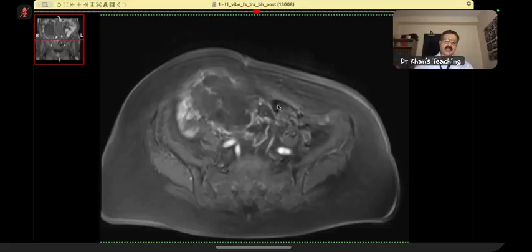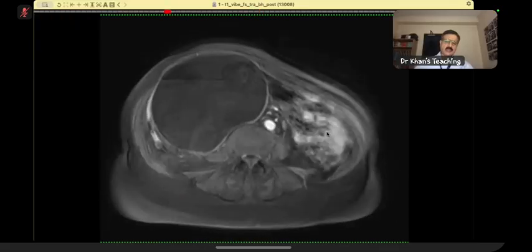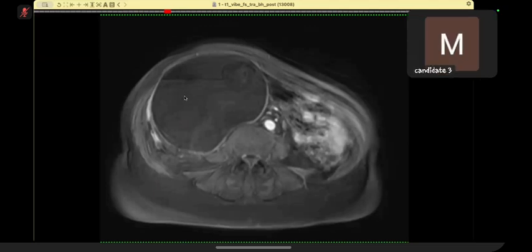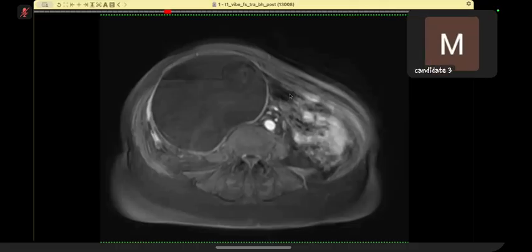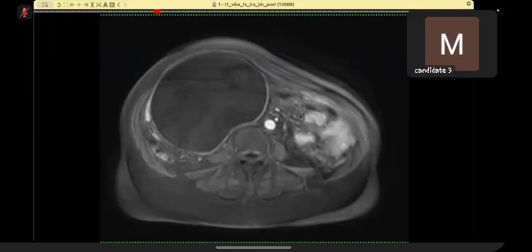So, regarding this component of the mass where I am pointing, what is this component made up of? Sir, in my opinion, it appears to be a non-dependent fatty component and a dependent fluid signal intensity component with a few internal signal voids, which are more likely to be calcifications, which appear to be floating in the fat.